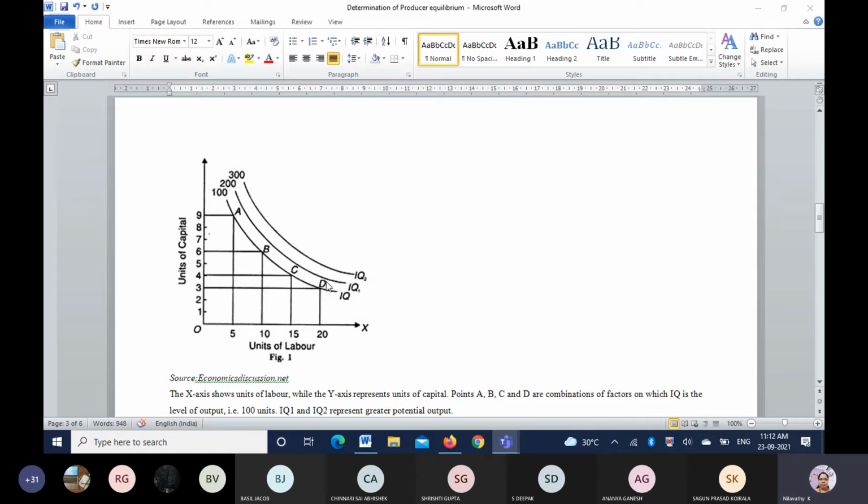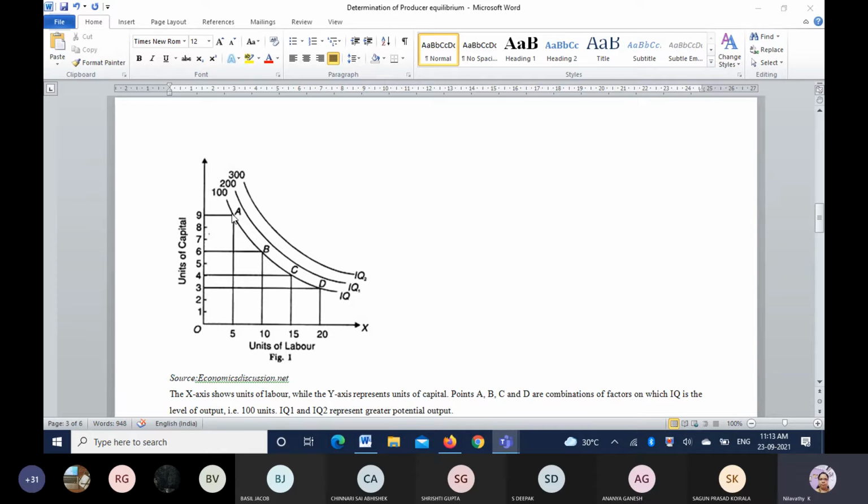Or you can choose point D. Point D represents using more labor, 20 units of labor, and only 3 units of capital. This is using more labor and less capital in the production process. These combinations can be chosen by countries which have more labor. Normally a developing economy will go for this. In an economy like India, where labor is huge, we go with this combination where less technology and more labor is used, because we have to provide employment opportunities to labor.